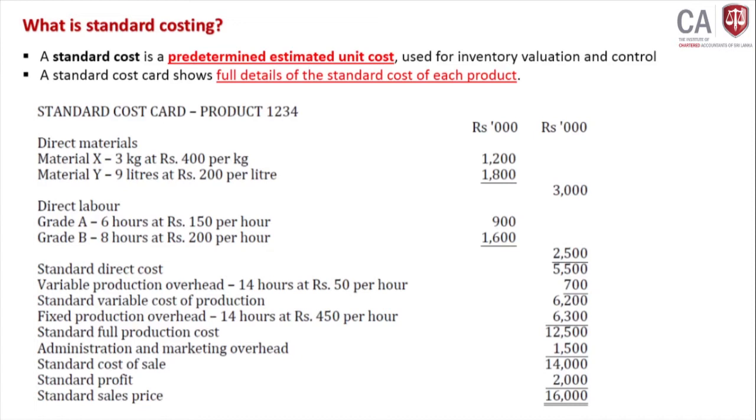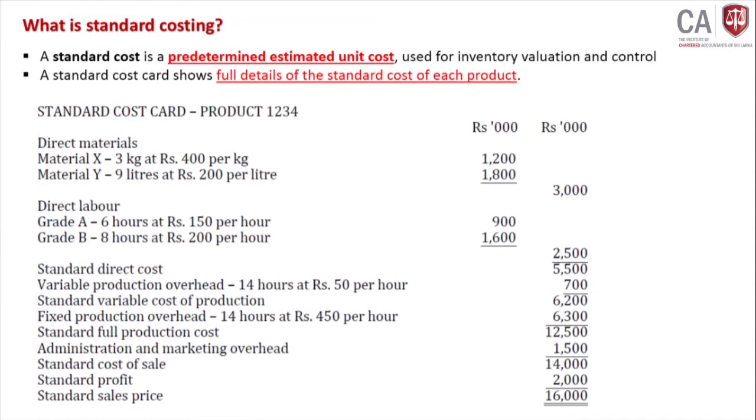So, example, look at this. Standard cost card, product 1, 2, 3. That's the product name. You can see these cost elements. What are they? Direct material. You have material X and material Y. To produce product 1, 2, 3, you need two types of material, material X and material Y. From material X you need 3 kilograms at 400 per kg.